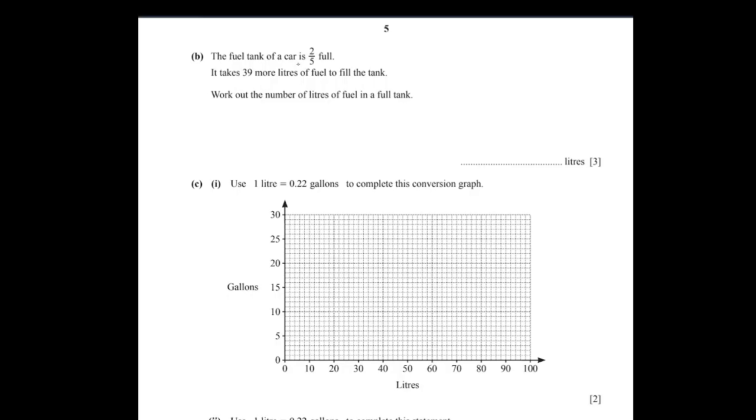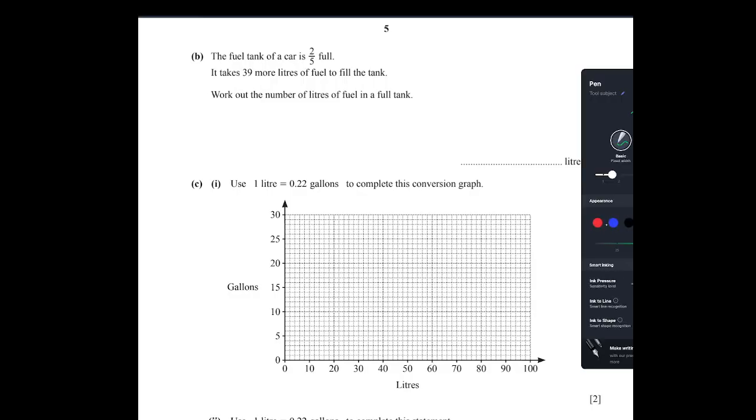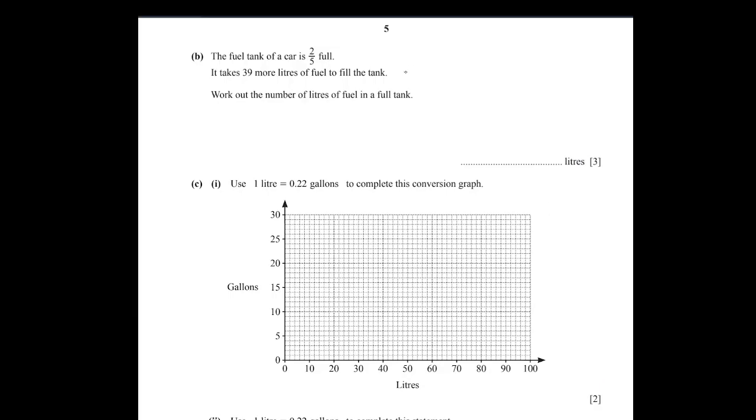Now here we don't know the full tank capacity, we need to find that out, and they have given us 2 clues here: it is already 2/5 full, and if we put 39 liters more into it, the tank is full. So you can make an equation for this. We will make use of algebra to find the unknown quantity. So let me write that first.